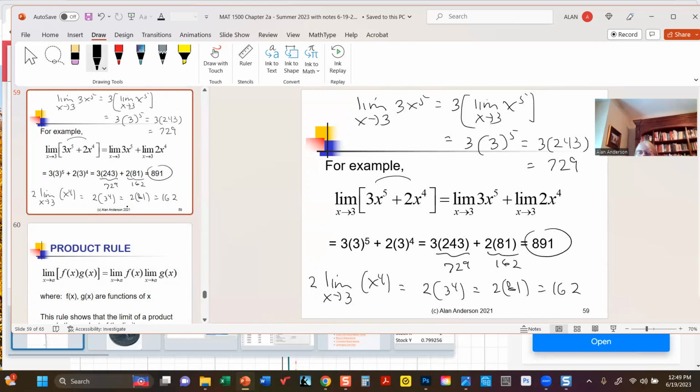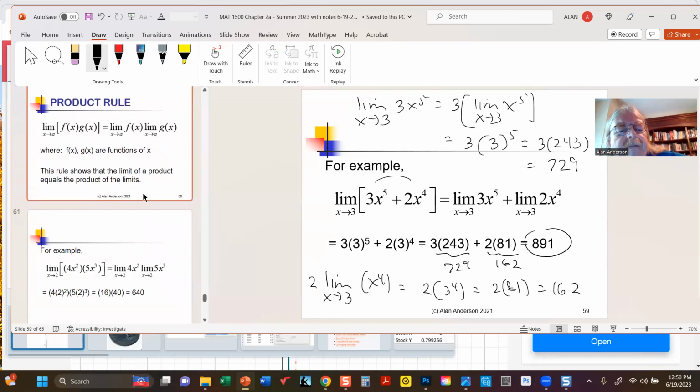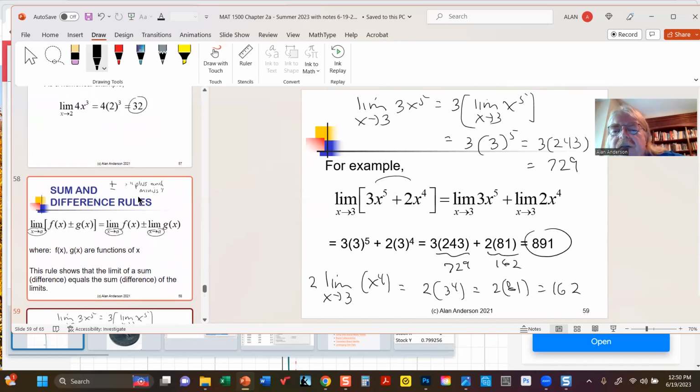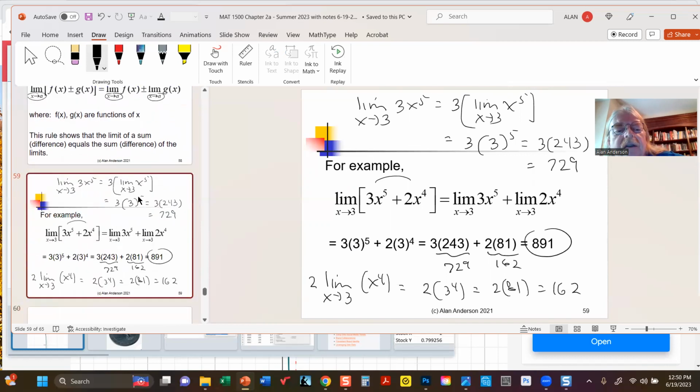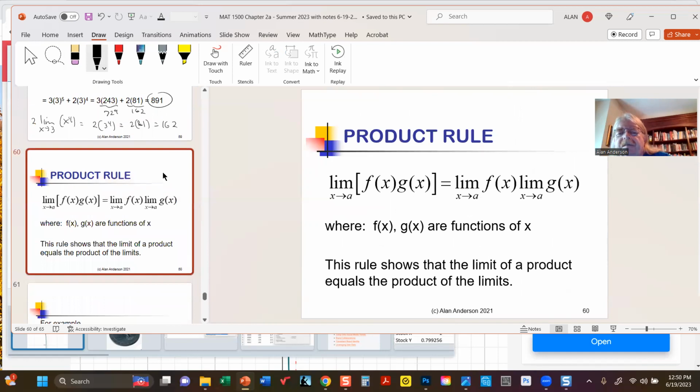All right, so far it's looking pretty good. But now, if this rule works for sums and differences, does it work for products? Well, the answer is yes. In other words, the limit of a product is the product of the limits. Again, just exactly what you'd expect. So you can break this up into two separate limits and multiply them out if there's some reason for it. But again, make sure that they all are converging to the same constant.